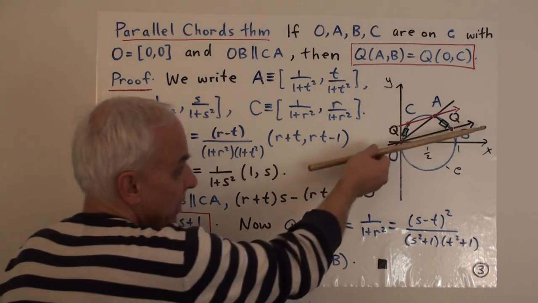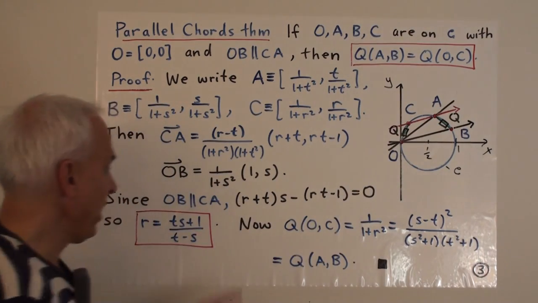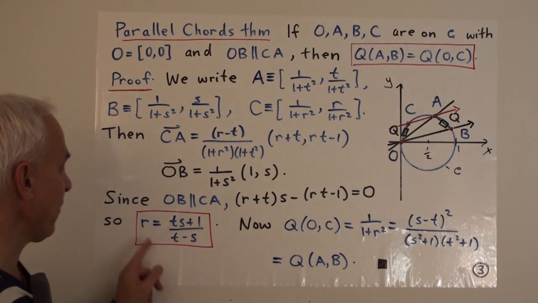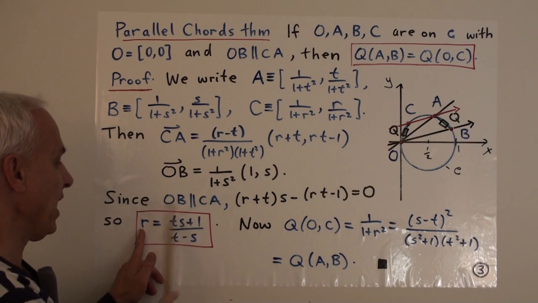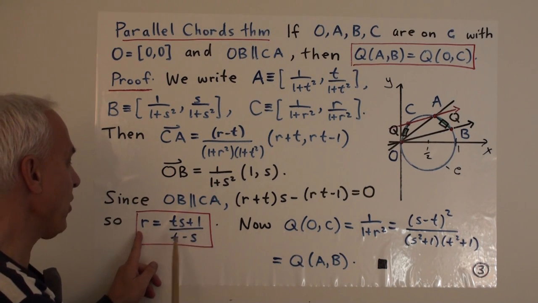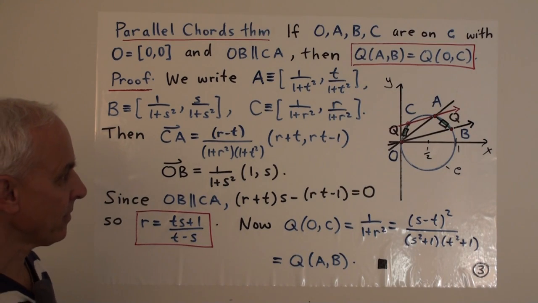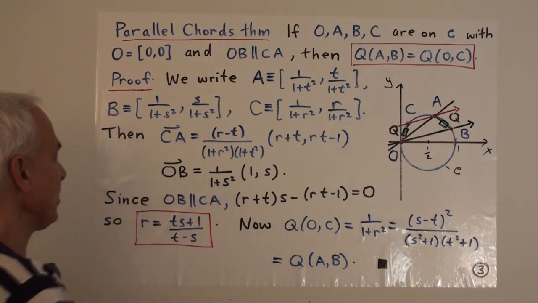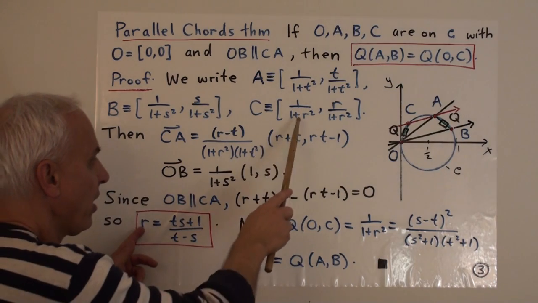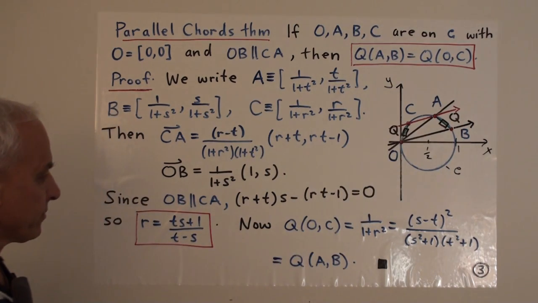So parallel lines imply this relation, and then we can solve this relation for r in terms of t and s. And we get (ts plus 1) over (t minus s). So if t and s are known, then we can determine r by this formula.